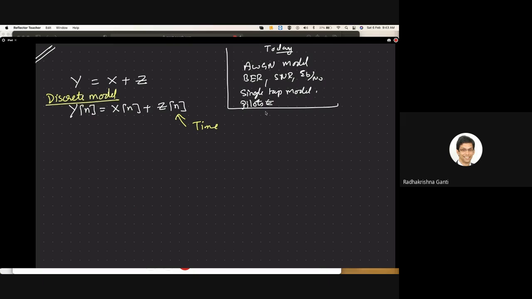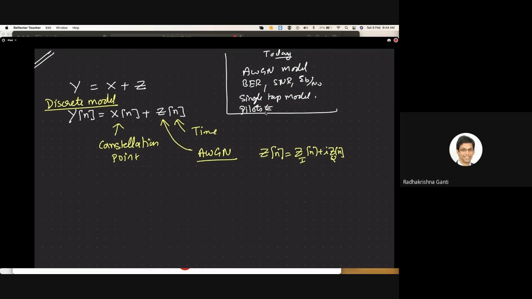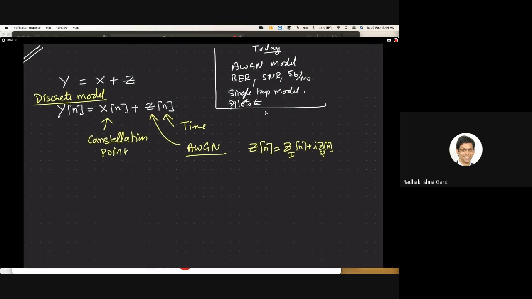Okay, recall x of n was the constellation point, z of n was the additive white Gaussian noise. Okay, I'll tell you what is meant by white. I mean Gaussian noise, you understand. Gaussian noise is a complex Gaussian noise, so essentially z of n is equal to z in phase of n plus i times zq of n. Okay, so essentially this is what we have. Okay, good.